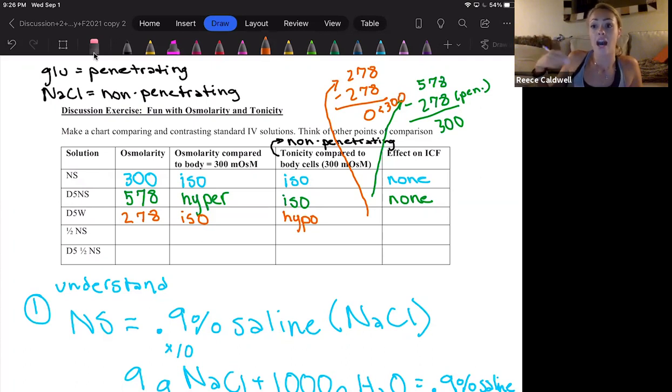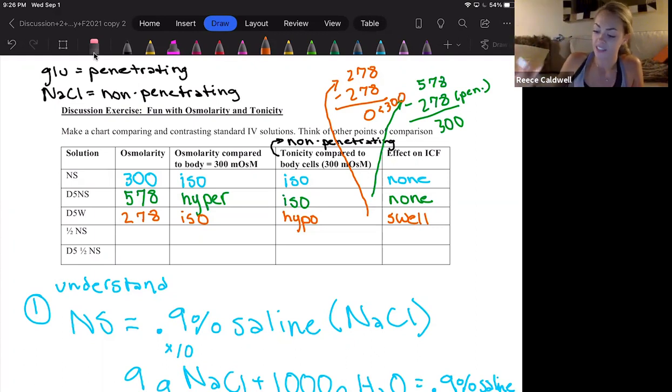Hypotonic, I always think hippo. Hippos are below the water. Hippos also like to take a lot in, and when they take a lot of stuff in, they're going to swell. So whenever we have a hypotonic solution, the cell is going to swell. Hypo, hippo, hippos are below the water. They take a lot of solute, a lot of stuff in, and they will swell.